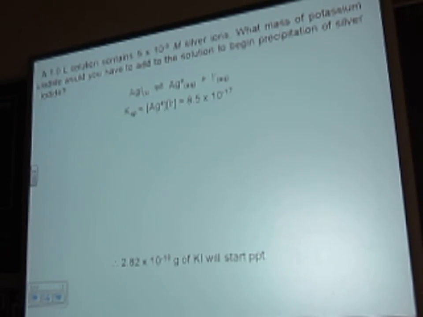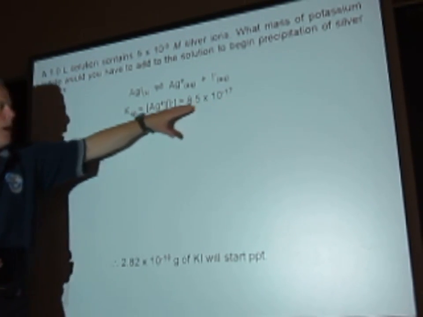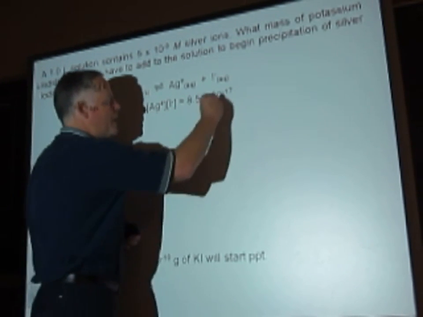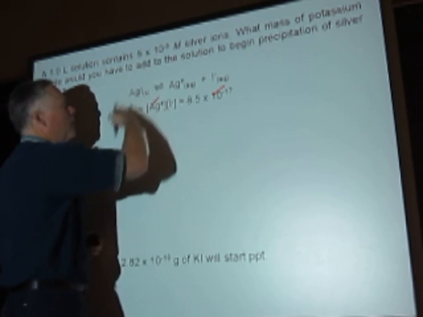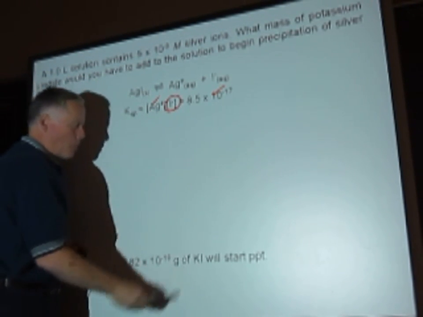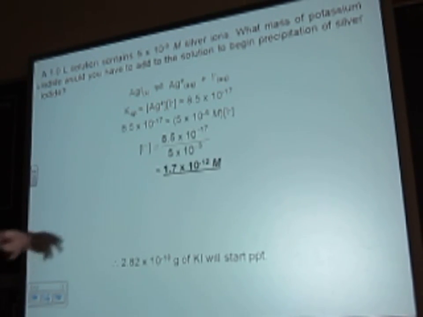Now, again, understand what the question's saying. I want to add potassium iodide to just begin precipitation. So in other words, I want a saturated solution. So I want Q equal to KSP. So that means this is the equation I'm going to use right here. Okay? So I know KSP already. I know my silver concentration's right here. So what I can do is I can calculate my iodine concentration. So I calculate my iodine concentration according to the equation, and I find that the iodine concentration is equal to this.